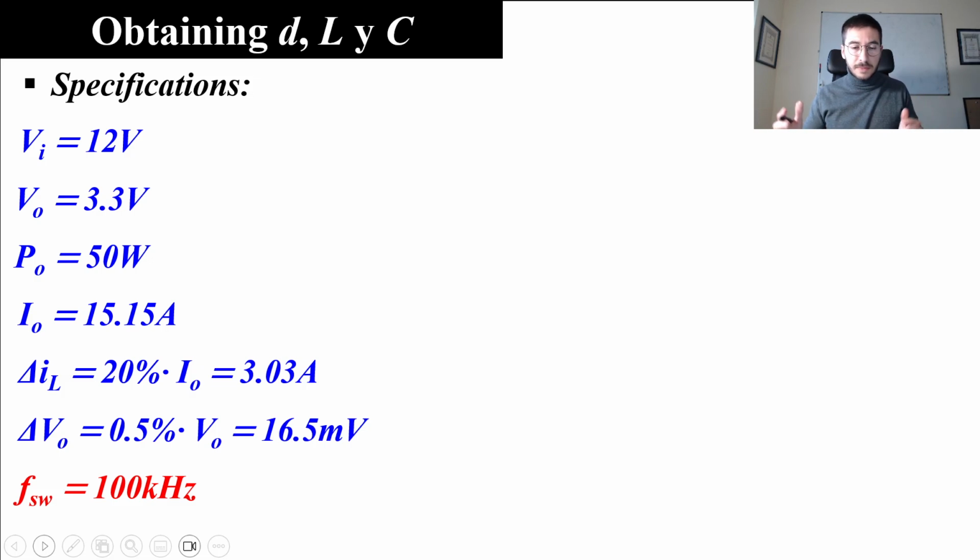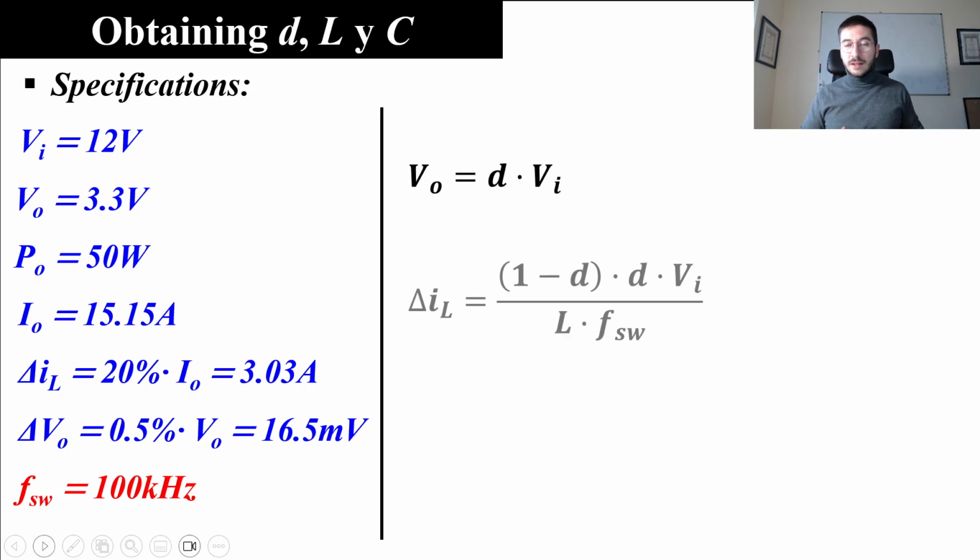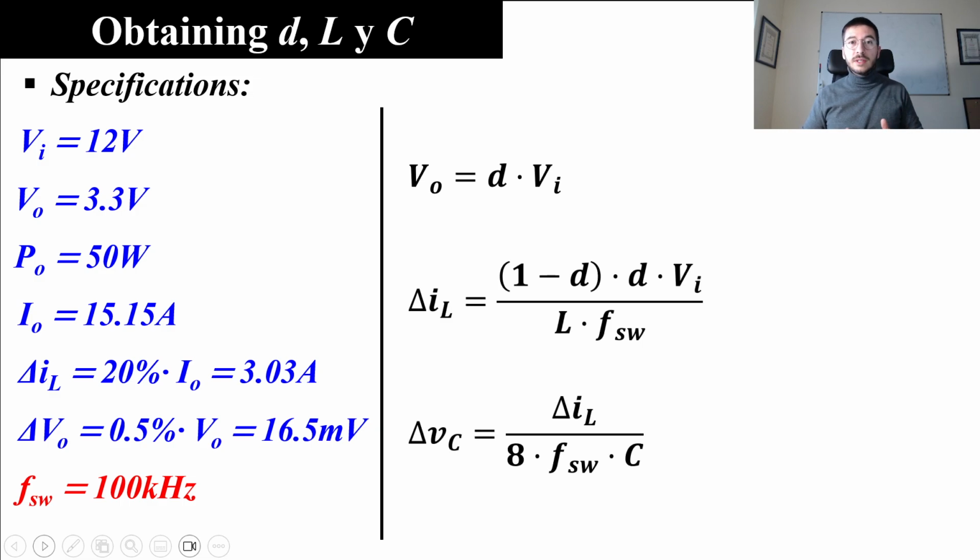I'm not going to repeat them. We have this information, and we also have three equations that we explained in previous videos where we analyzed the buck converter under ideal conditions. Okay, that was the expression of the output voltage, the current ripple through the inductor, and the output voltage ripple. So with these expressions we can obtain duty cycle, inductance and capacitance.